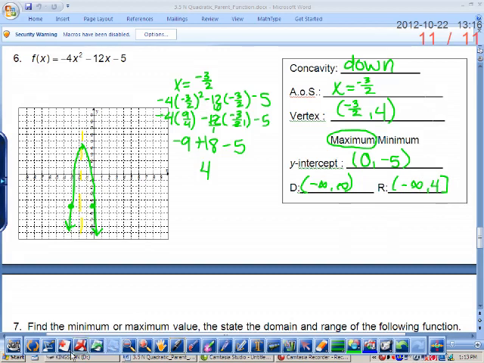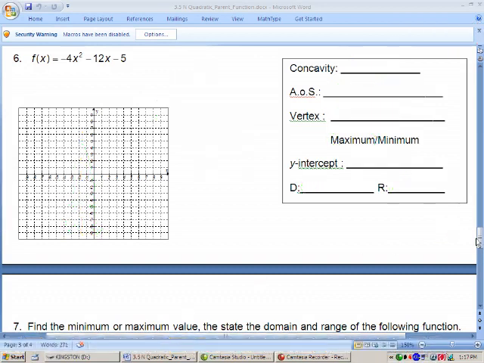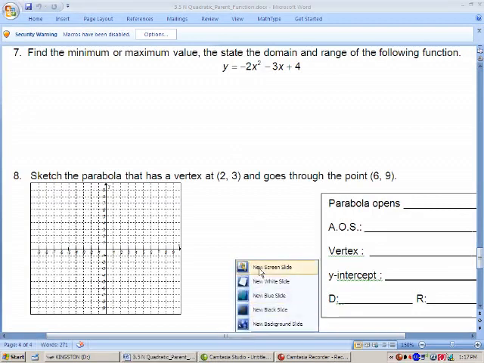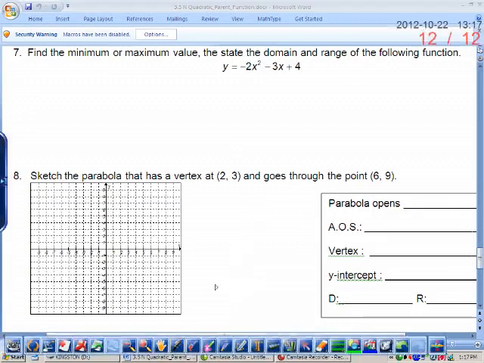Number 7, find the minimum or maximum value, then state the domain and range of the following function. So what's it really asking us to do? Find what? Find the minimum or the maximum. What's it asking us to find? Okay, but I'm actually wanting the value. The vertex. It's asking you to find the vertex.